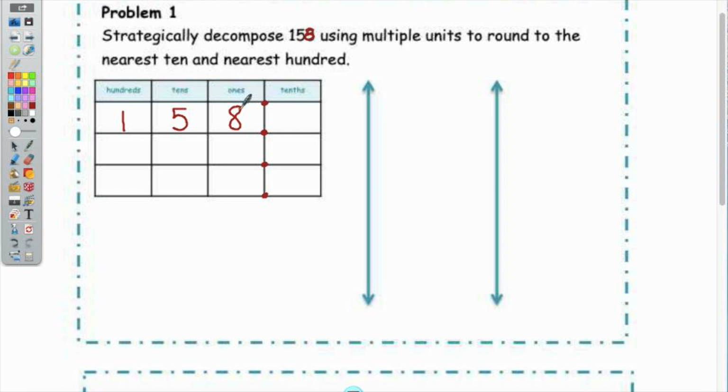Then I'm going to write it in unit form. So I'm going to put 100, 5 tens, and 8 ones. And that's unit form. All I did was write 1 and then the hundreds place, 5 and then tens, 8 and then ones. Okay? So now I want to know if there's another way to write 158 in unit form.